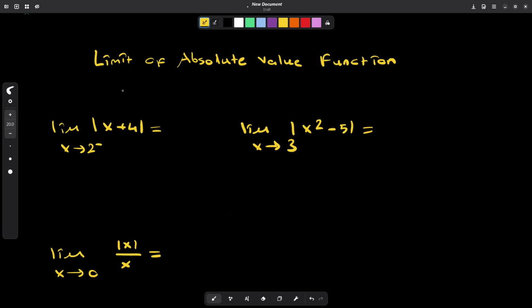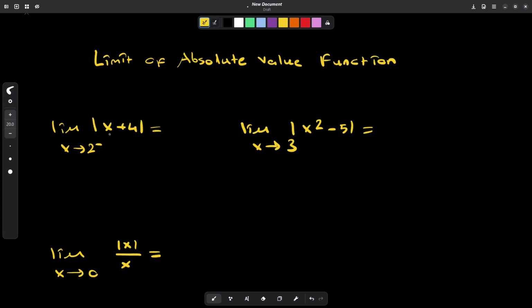Welcome everyone. Let's learn how to evaluate the limit of an absolute value function. Our strategy will be really simple. If the value we are approaching, when we plug it in, makes inside of the absolute value 0, we will check the limit from the left and the right. If when we plug in the value, it doesn't make inside of the absolute value 0, we will just plug it in and we will have our answer.